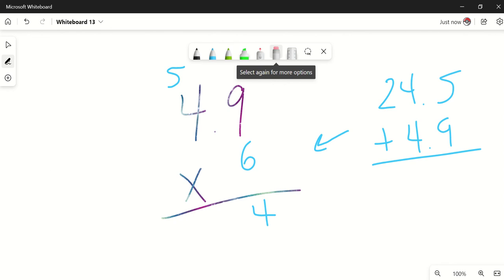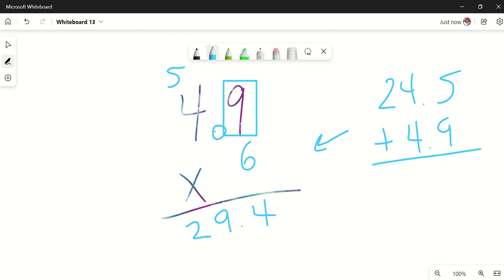6 times 4, I know, is 24, and plus the 5 will give me 29. One number after a decimal. Boom. Now let's check our work. 5 plus 9 will give me 14. Carry the 1, bring down the decimal. 4, 4, and 1 together. 4 and 4 will make 8, plus 1 is 9. Bring down the 2, 29.4, and we're good.